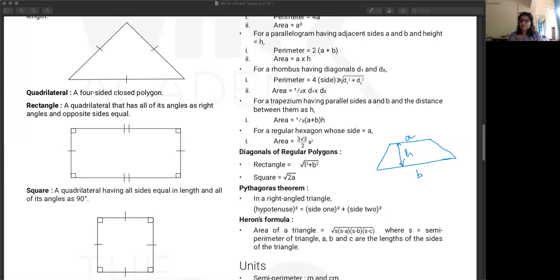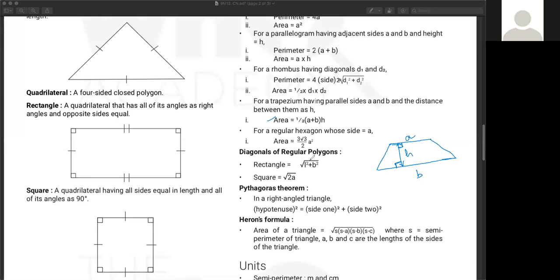h is basically the distance between them, meaning you're going to take the perpendicular distance. So this is perpendicular to this side and this side both. Okay. So this is the area of trapezium, half into A plus B, which is the sum of the parallel sides, into h, the distance between the parallel sides.